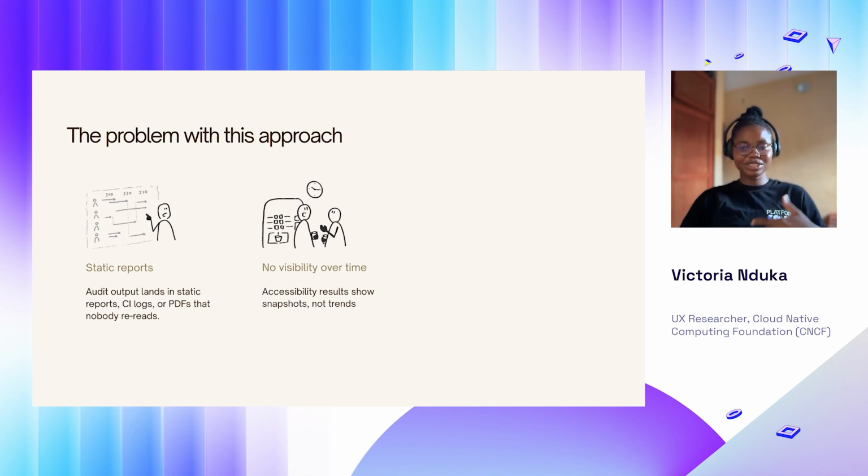Second, it doesn't give you visibility over time. It doesn't tell you how well you are doing on your accessibility journey, whether you're improving or whether you're introducing regressions later on. It just gives you a snapshot of your accessibility standing at a particular point in time, not how you're progressing over time.